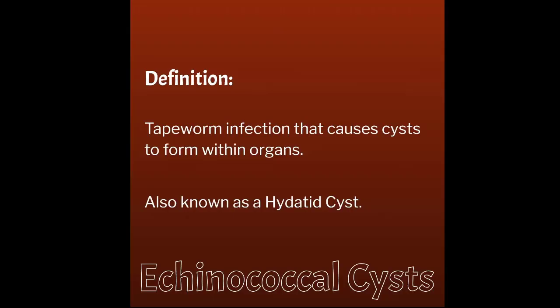Echinococcal cysts are going to be due to a tapeworm infection. This tapeworm infection then is going to cause cysts to form within organs. So if you think about tapeworms, we typically think about them being, again, in the intestines. They are going to eat all of our nutrients and grow within the intestines. We have feet and feet and feet of intestines that they can grow and grow and grow in.